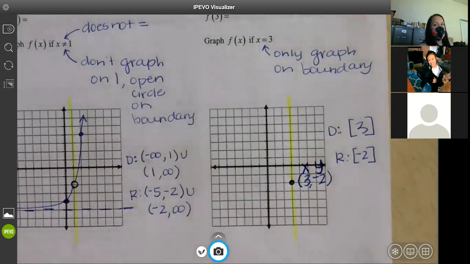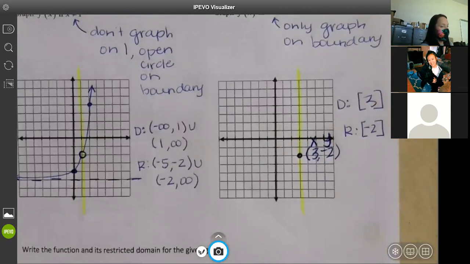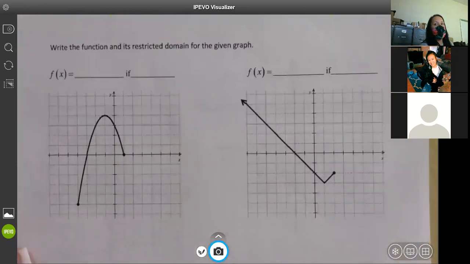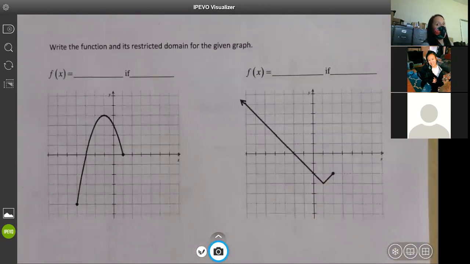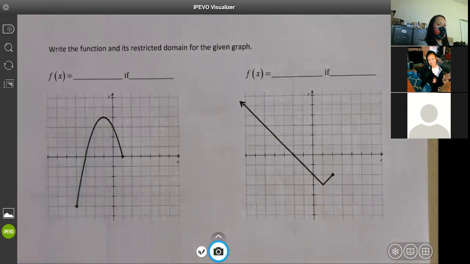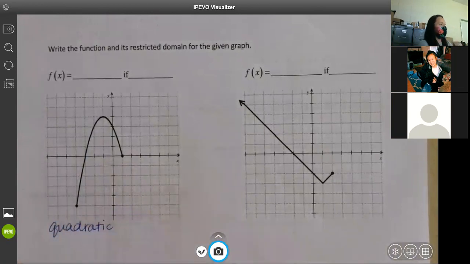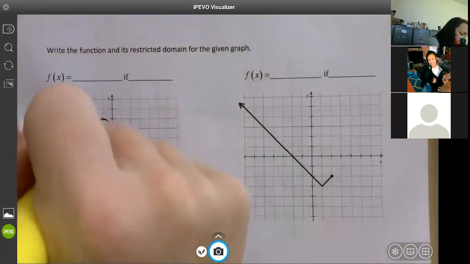All right, so now we're gonna write the function, which we already know how to write. But then we're gonna do the domain restriction. Write the function and its restricted domain for the given graph. All right, so what kind of function is this? This one is quadratic. I know because it's U-shaped. It should have a negative in front because it's flipped over. Do we have any arrows on it? No, so it's bound on both sides.